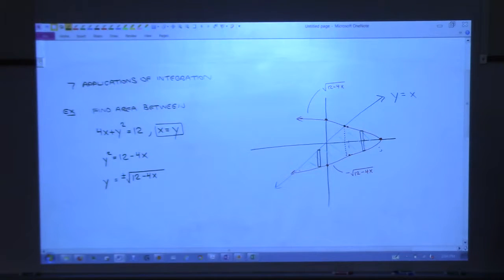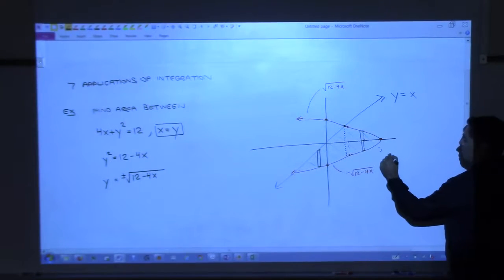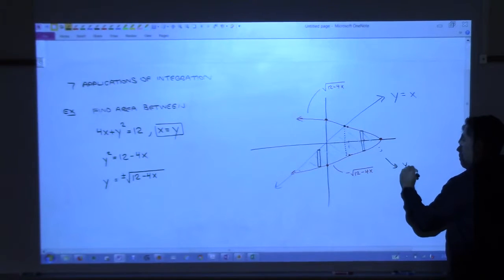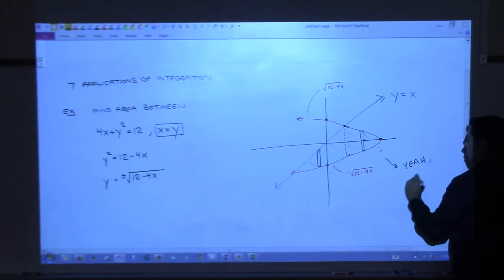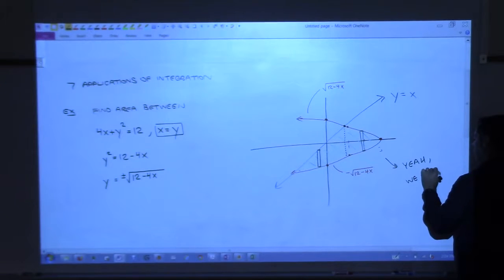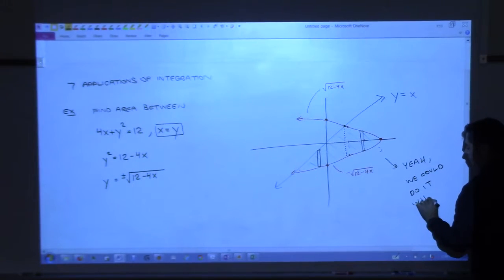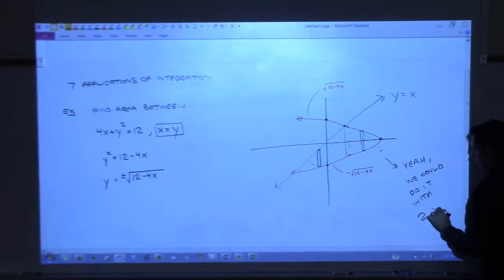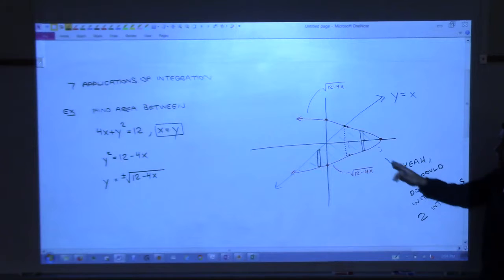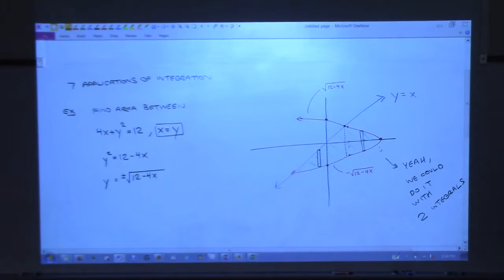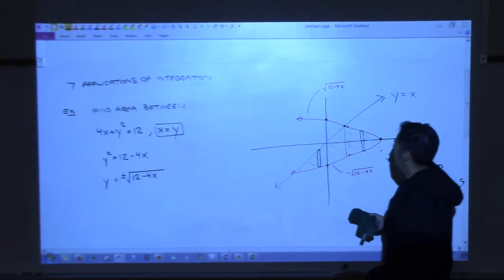So I'd like to redraw the picture. From this, we could do it, right? We could do it with two integrals. And we would also have to find that point of intersection. Okay. Let me redraw.